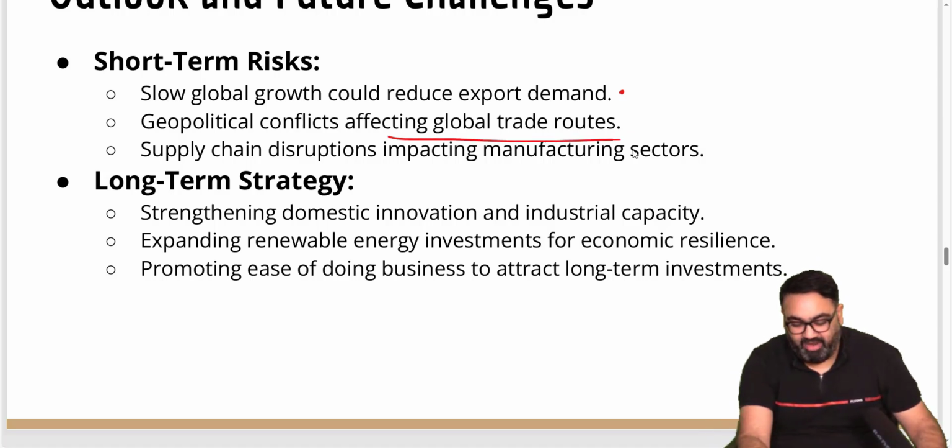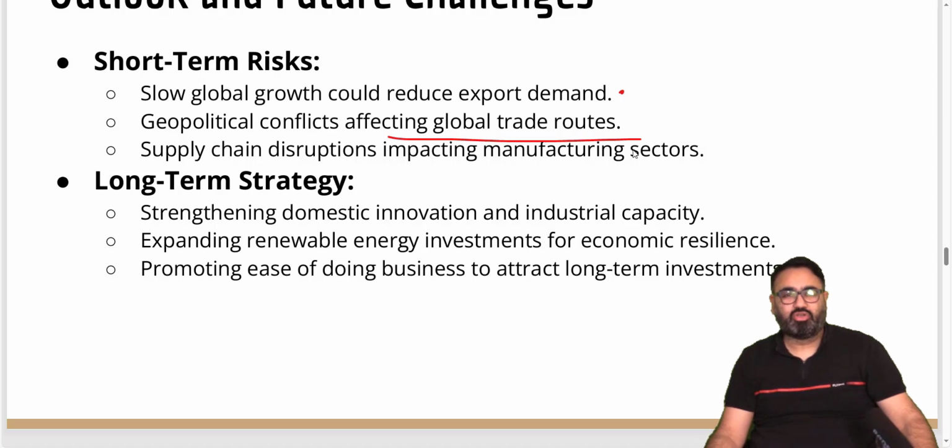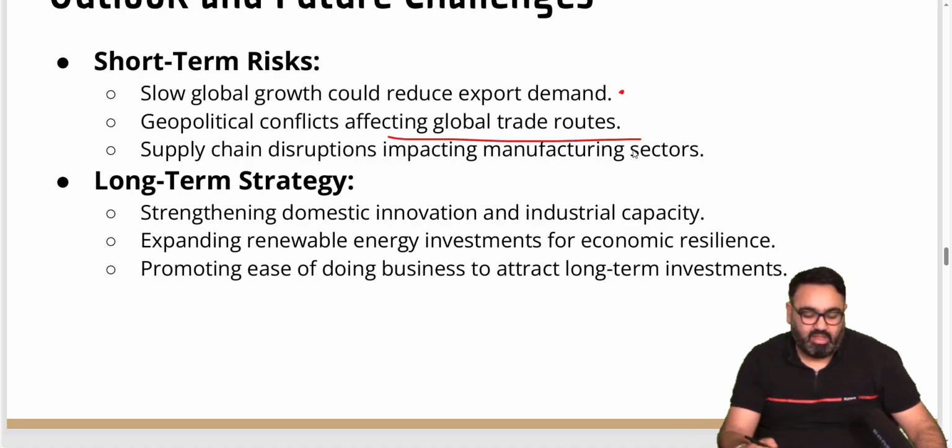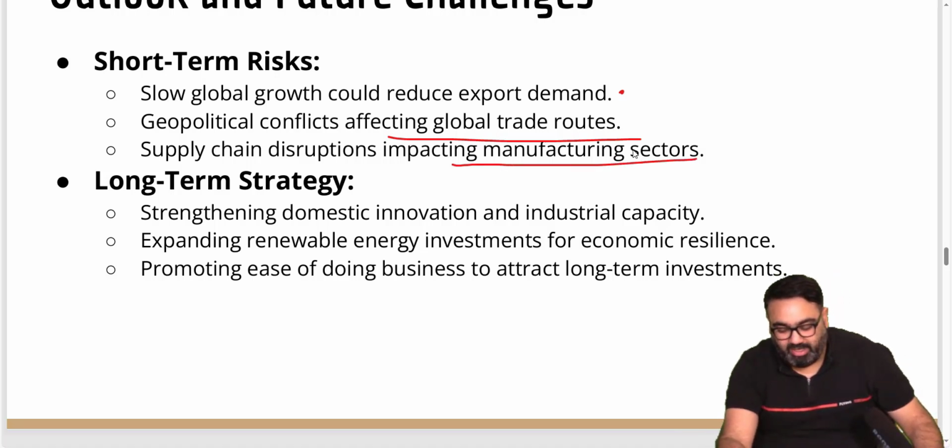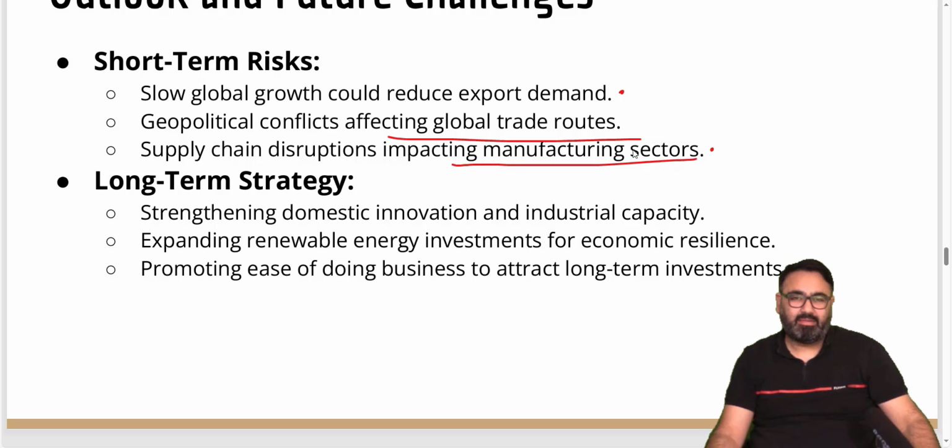The geopolitical conflicts, because of which many trade routes may be shut down. We have an ongoing conflict in Israel. The Ukraine-Russia war has not stopped since many years now. Supply chain disruptions also can have an impact on the manufacturing sector because we are dependent on many other countries for input material and for raw material coming in from other countries such as China.